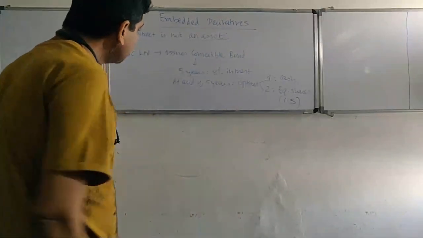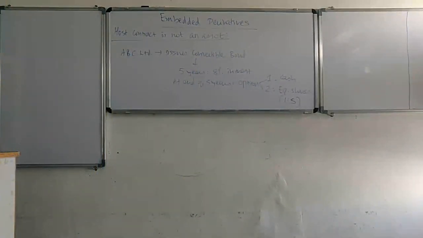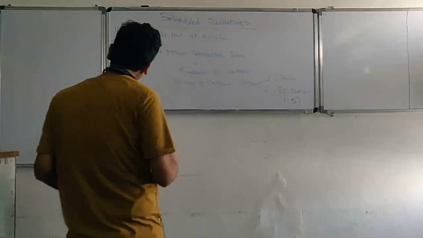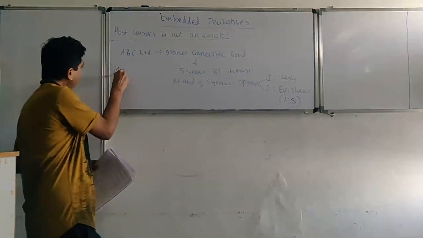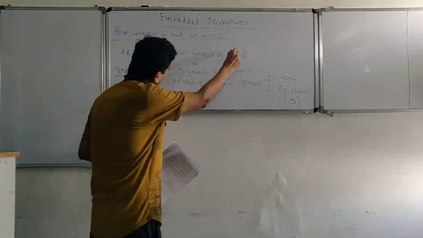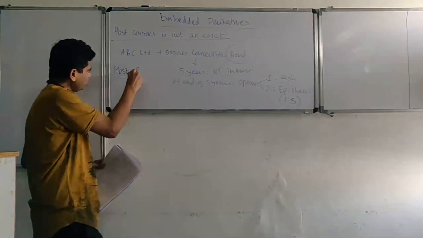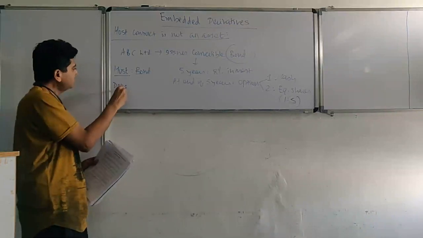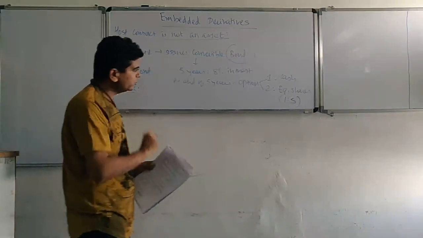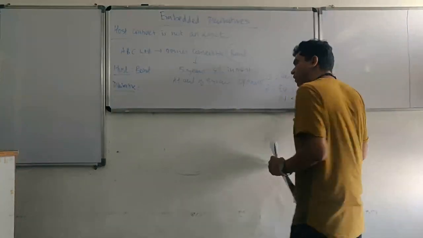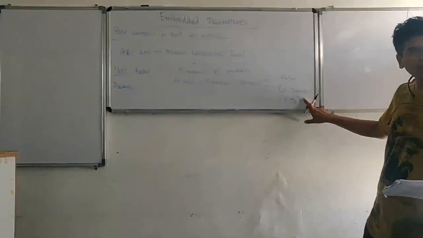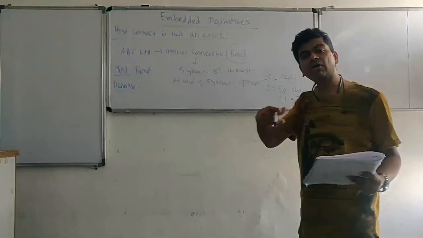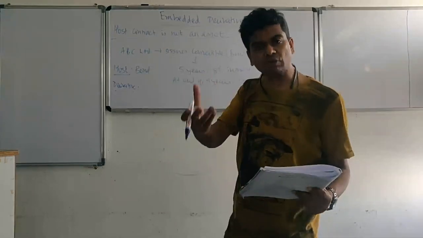This is a perfect example of an embedded derivative over here. Right? First, try to identify which is the host contract over here. Host contract, the main contract. Tell me, what is the host contract over here? The host contract is the bond that you are issuing. So we are issuing bonds over there. And tell me, what is the derivative over here? See, this option is turning out to be a derivative contract over here. You as an investor have a right to buy shares of the company.